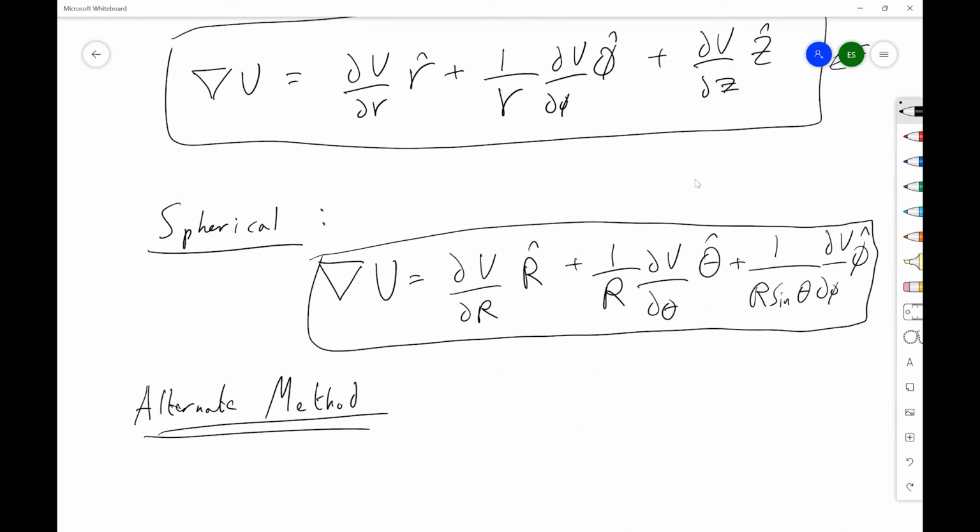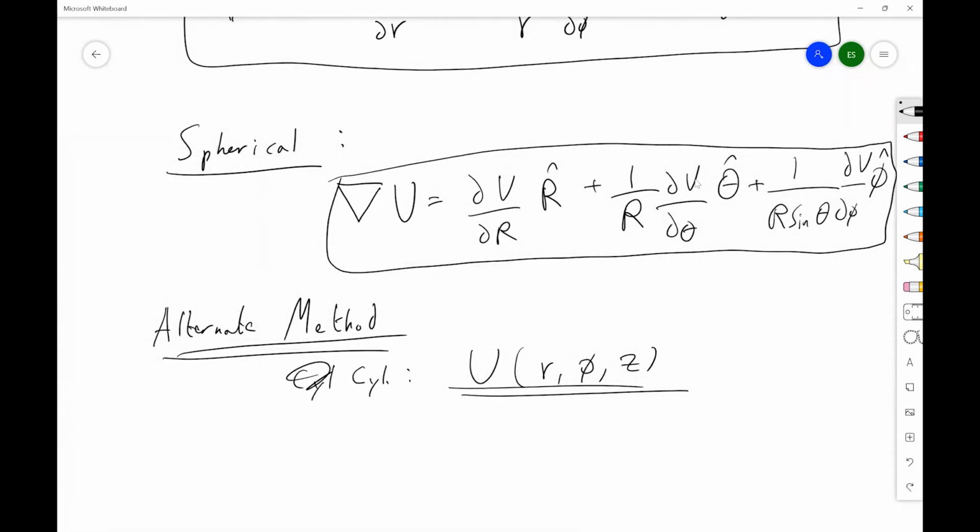So it's just by specifying velocity. We know that u, I can write it as a function of r, phi, z, let's say for cylindrical. So this is for cylindrical, right? Instead of x, y, z, r, phi, z. The question is, in cylindrical coordinates, what would the velocity be?